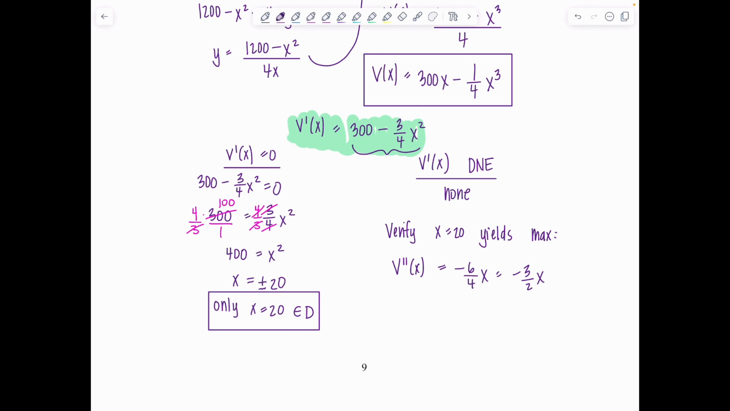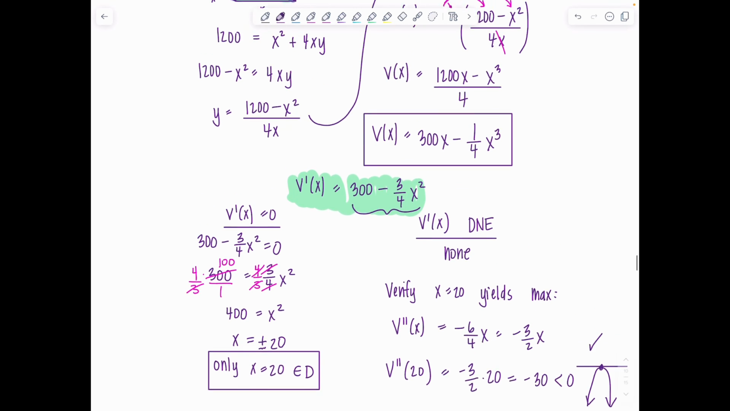What do we do with this? We plug our critical value in for x. So v double prime of 20, negative 3/2 times 20, that would be negative 30. All I care is that it's negative. That means my volume function is concave down at that critical value, and at the critical value, the derivative was 0. So you could see the only way for a critical value to be 0, where a graph is concave down, is when it's the local max. So boom, it does. It yields the max.